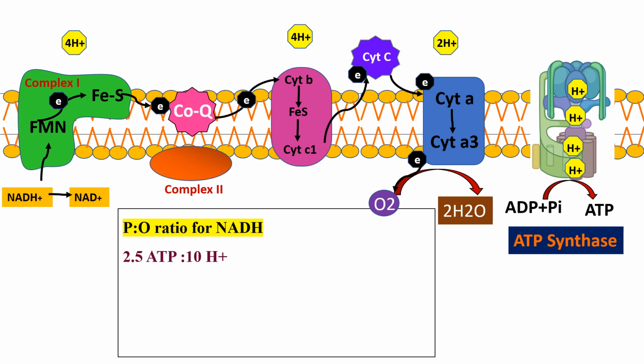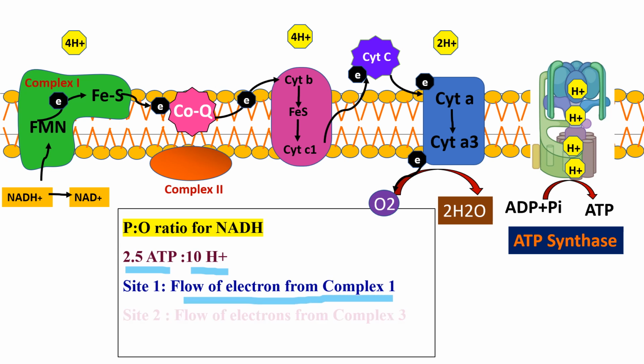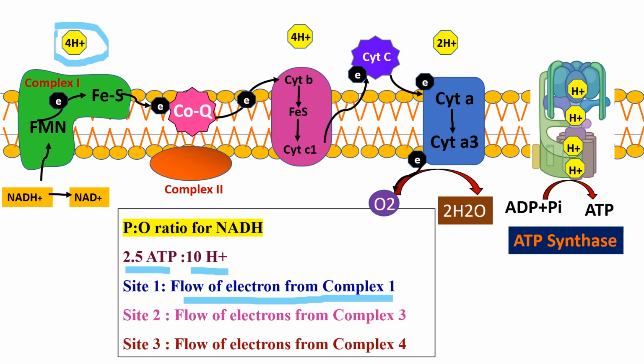The P/O ratio for NADH is 2.5 ATP, from 10 protons. These 10 protons are generated by the flow of electrons at site 1, from complex 1. Site 2 is the flow of electrons from complex 3, and the third is the flow of electrons from complex 4. So there are 10 protons present in the intermembrane space when the electron transport chain starts with NADH. So the P/O ratio for NADH is 2.5 ATP.